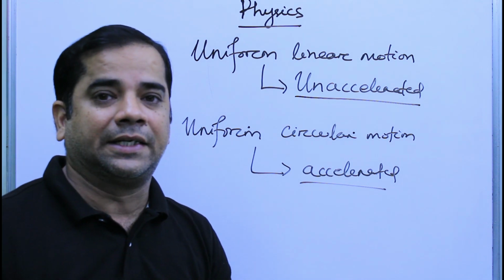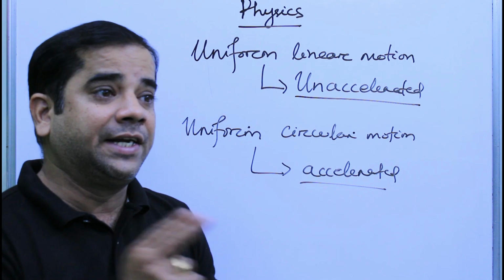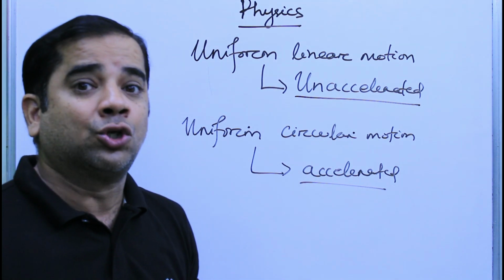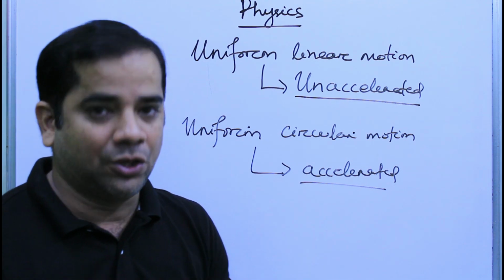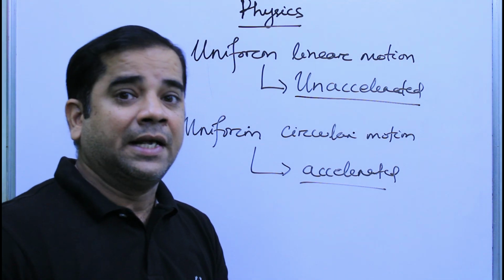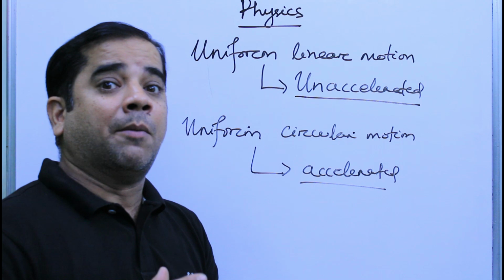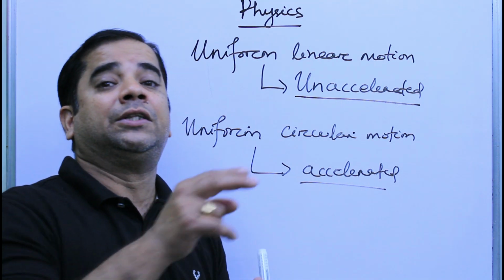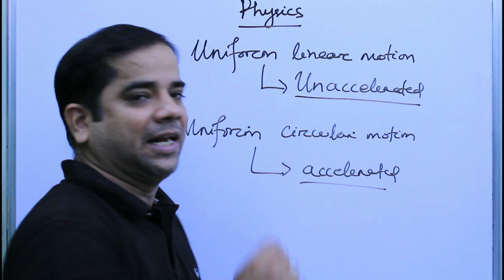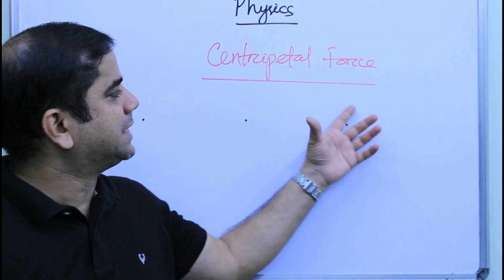We have already discussed that in case of uniform linear motion, the speed and direction remain constant. That is why the velocity remains constant, so the acceleration will be 0. But in case of uniform circular motion, what happens? Velocity is variable. That's why the body accelerates with the flow of time. That's why this is a motion which is accelerated. Okay, hope you understand.